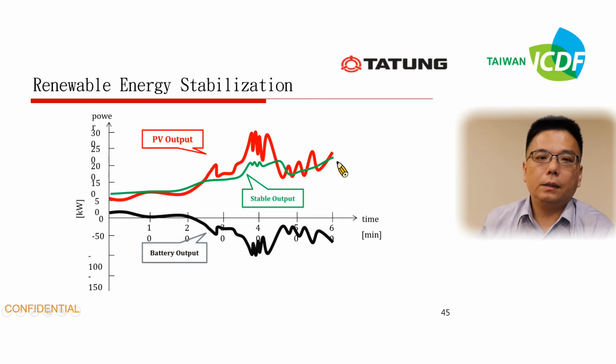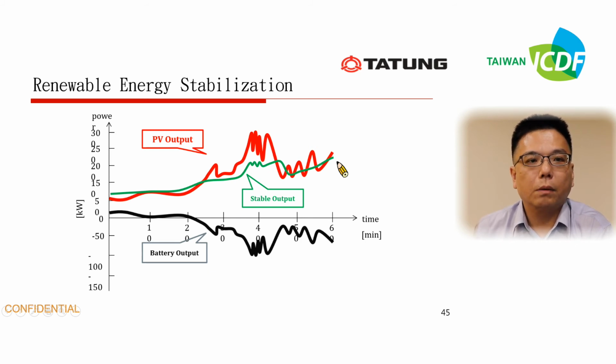And on this page, you can see more clearly. I want to introduce renewable energy stabilization. We all know renewable energy, especially PV power, is very unstable and corresponds to the weather. Today is a sunny day, so the power generation is large, and on a cloudy day the power generation is small.